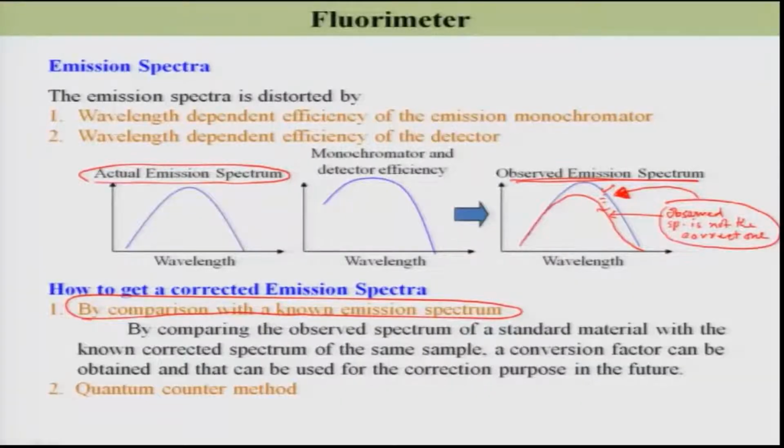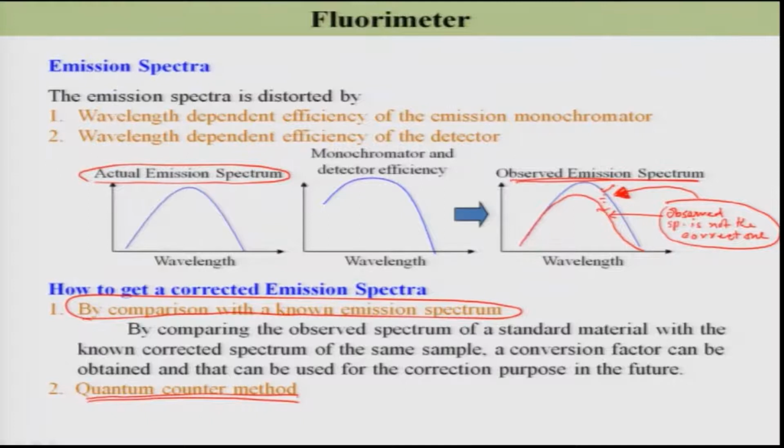There is another way to do this. Suppose you are the person doing the experiment for the first time. So, no corrected spectra is known to you, right, then what will happen? You really have to do something to get the correct emission spectra, isn't it. So, there is another method which is called the quantum counter method. I am going to discuss this quantum counter method after 5 minutes, because another important topic needs to be discussed before I talk about it.